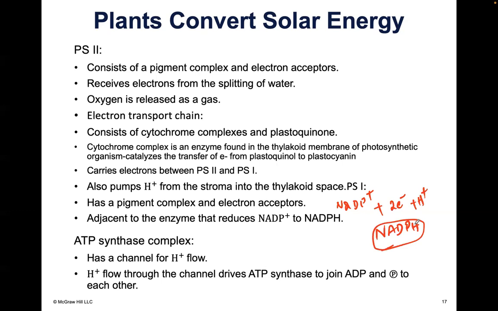And the next thing is the ATP synthase complex. What is the function of the ATP synthase complex? This is what generates ATP. It has a channel for the hydrogen ion flow. The hydrogen ions flow through the channel and drive the ATP synthase to join ADP and P. When the ATP synthase joins ADP and P, it forms what? It forms ATP. So this is exactly what causes the production of ATP molecules.